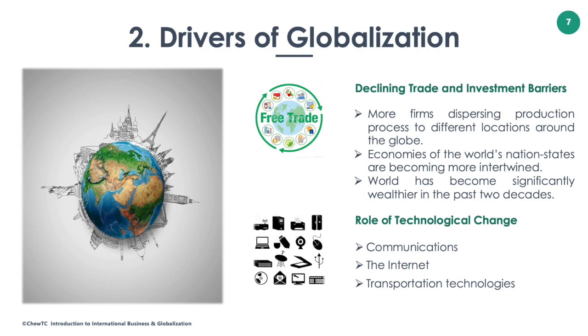Due to declining trade and investment barriers, economies of the world are becoming more intertwined and involved with one another, like a spider web. And due to free trade, as there are no restrictions and barriers, the world has become wealthier because countries are able to maximize their profit by selling their products outside of their home country and minimize their production costs because they can source from low-cost production in different locations in the world.